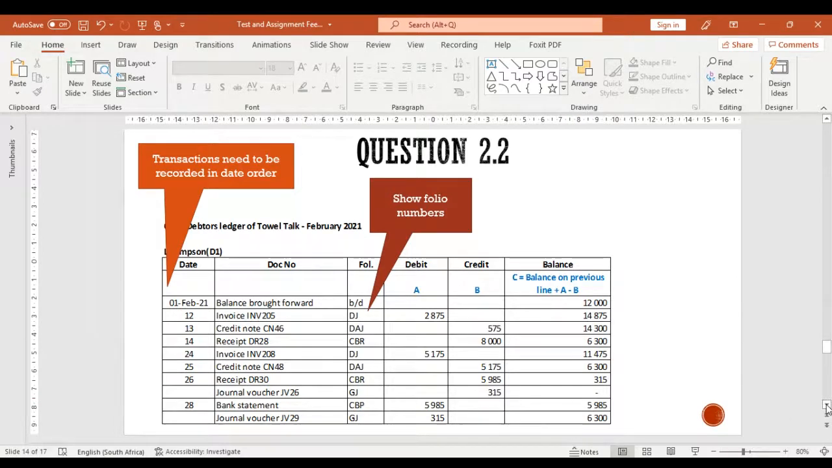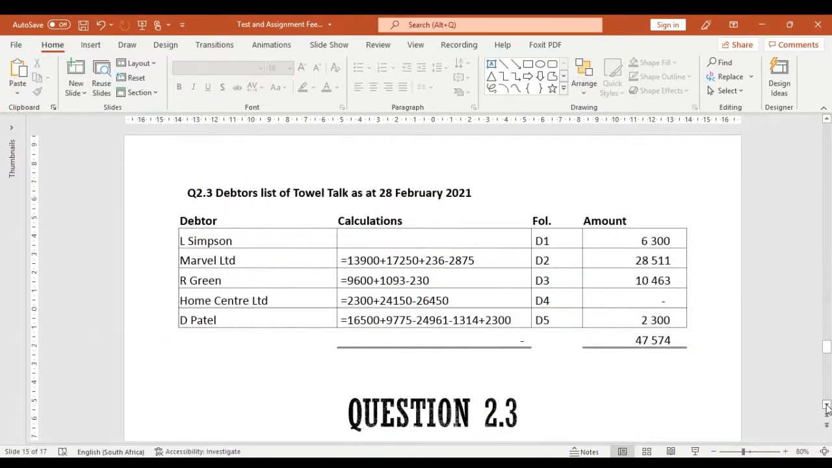Then for question 2.3, you had to do the debtors listing. So what you had to do is start with the opening balances that they've given to you, okay? And then you would have added all the sales that were made to them, as well as any returns, and for Marvel, the interest that you have calculated, you would add to their account. And then you would work out the new balances.